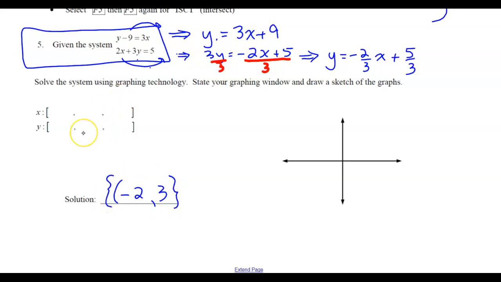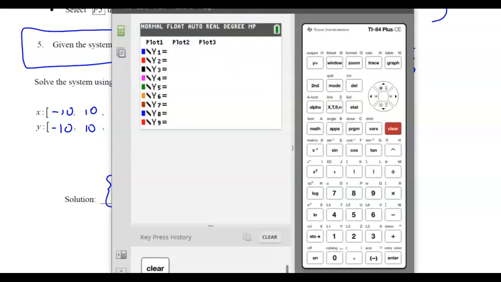Notice here, when we're showing our work for this, it says x colon with square brackets, some commas in between. That's for your window settings. So we did a standard window, which is negative 10 to positive 10 with a scale of 1 for both x and y. So even though on your calculator it's vertical, we're doing it horizontal on paper to save space. Okay. Now, if you've got a TI, follow along here.